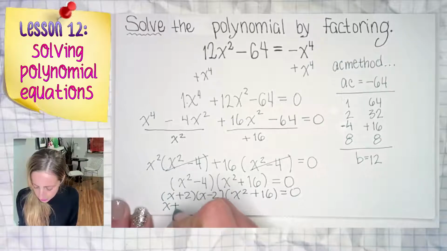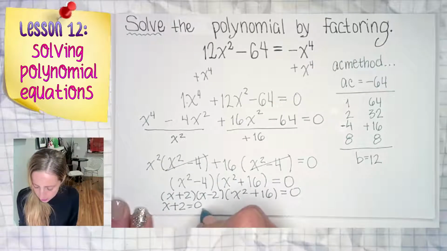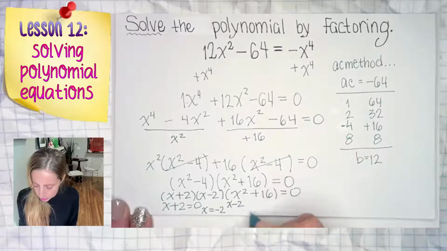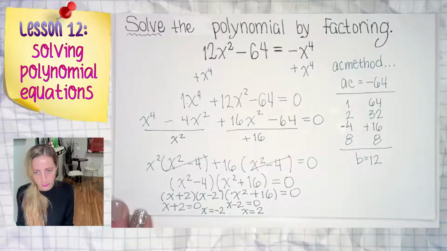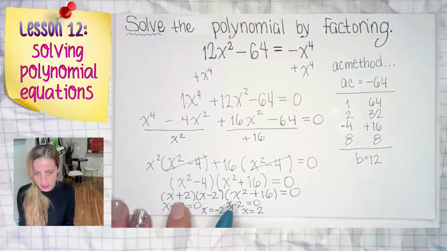Set each of these equal to 0. x plus 2 equals 0. So x equals negative 2. x minus 2, a little squish, sorry, equals 0. So x equals positive 2, right? So that got equal to 0 here. Got our answer right there.